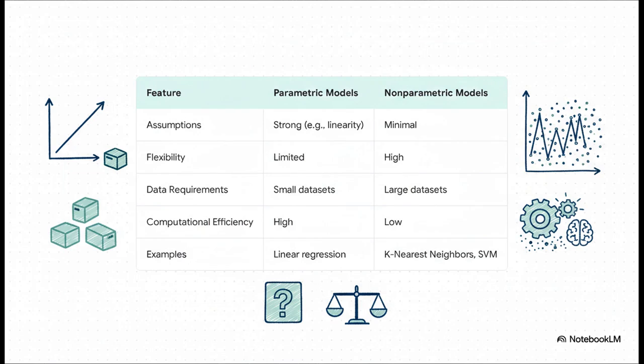And here you can see the key trade-offs, crystal clear. Parametric models are fast and efficient, but only if your data actually fits their strict assumptions. Non-parametric models are way more flexible and can handle complex data, but they often need a lot more data and a lot more computing power. The right choice really depends on how complex your problem is and what your data actually looks like.